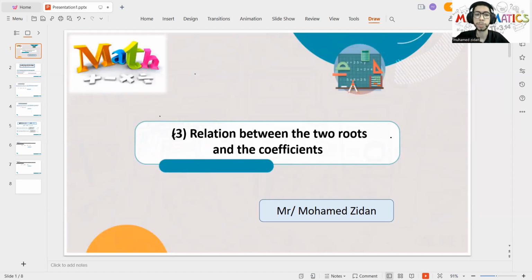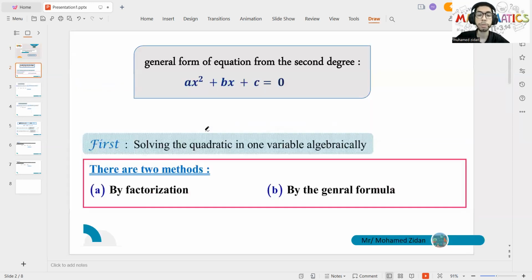Today, inshallah, we'll speak about lesson number 3, which is entitled Relation Between Two Roots and the Coefficient. But at first, let me make a quick revision about the general form of an equation from the second degree. As we know, the general form is ax squared plus bx plus c equals 0. A is the coefficient of x squared, and b is the coefficient of x, and c is the absolute term.